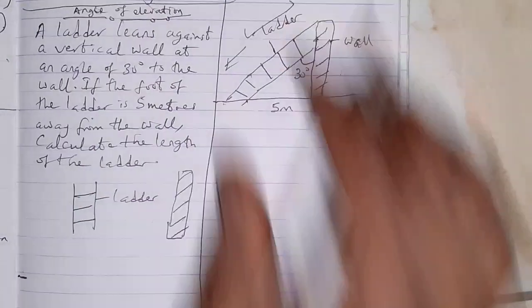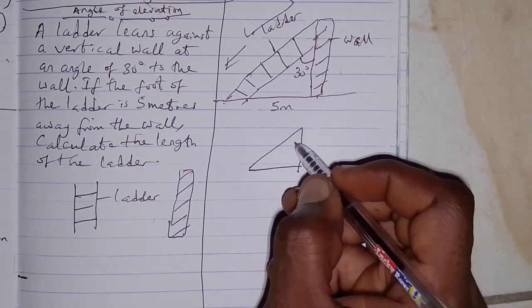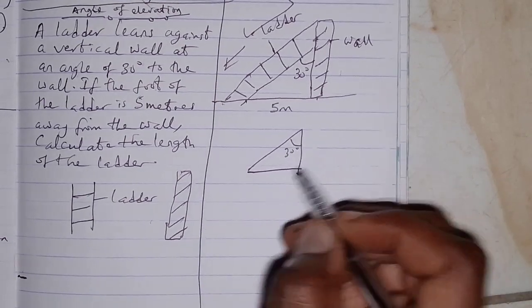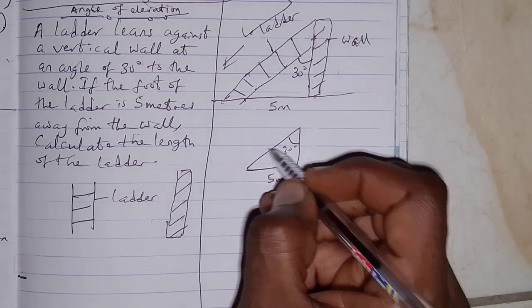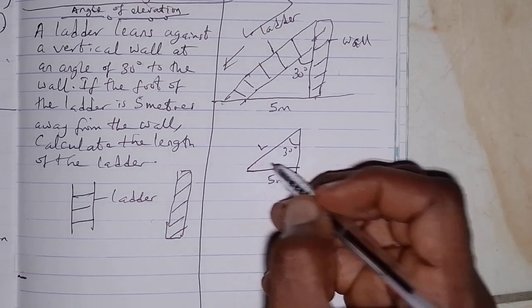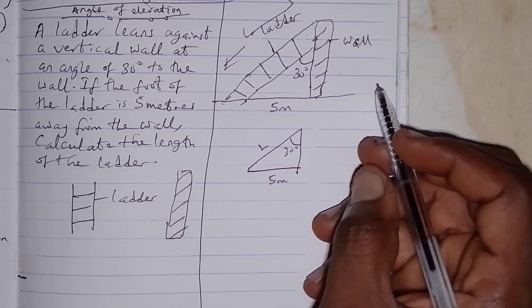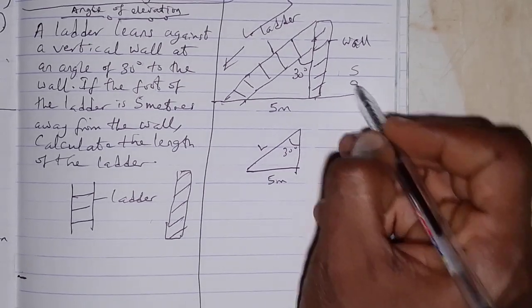So how do you solve this? Just bring out this expression we have here. Here's 30 degrees, here's 5 meters, and here's the length of the ladder, which we don't know. When you see such questions, you don't be afraid. You just remember your SOHCAHTOA. I believe you've heard of it before. SOHCAHTOA.